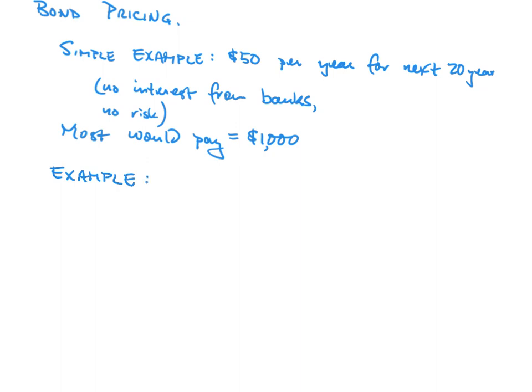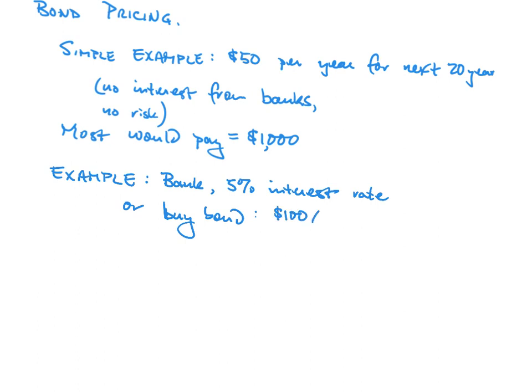You've got two choices with your money. Either put it into the bank, which offers 5% interest, or buy my bond, and this bond that I'm selling right now will give you $100 per year forever. Okay. The name for this type of bond, I believe, is called a perpetuity. It's not common, but this could be done. I promise that my company will pay you $100 per year forever.